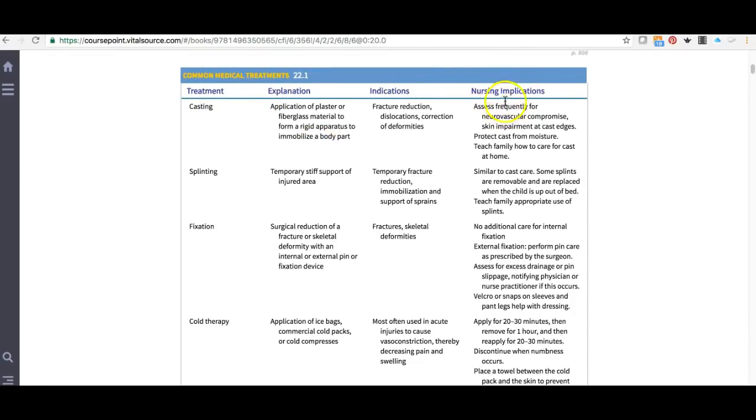All right, so this is a good chart. The one column that I want you to make sure that you look at is the nursing implications. It talks about casting, talks about checking for neurovascular compromise, a key point. Teach parents to look at the fingers, and if the fingers are blue and cold, then something's wrong. Same thing with the splint.